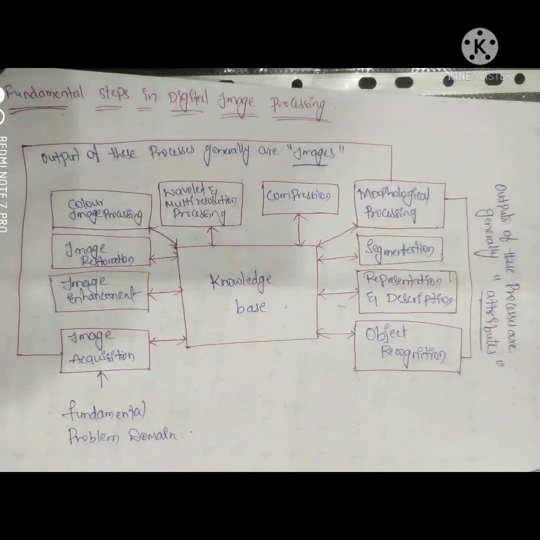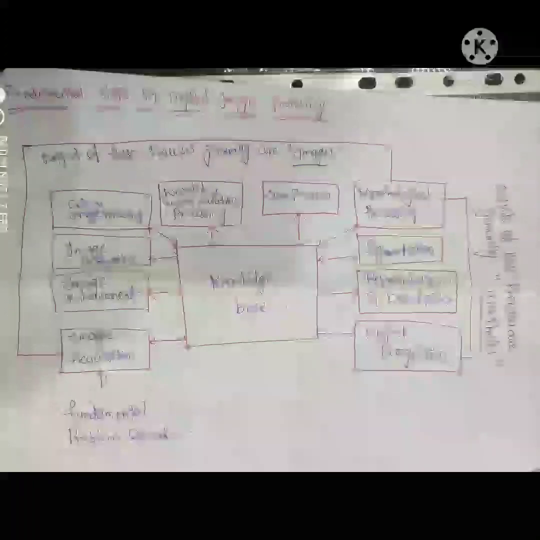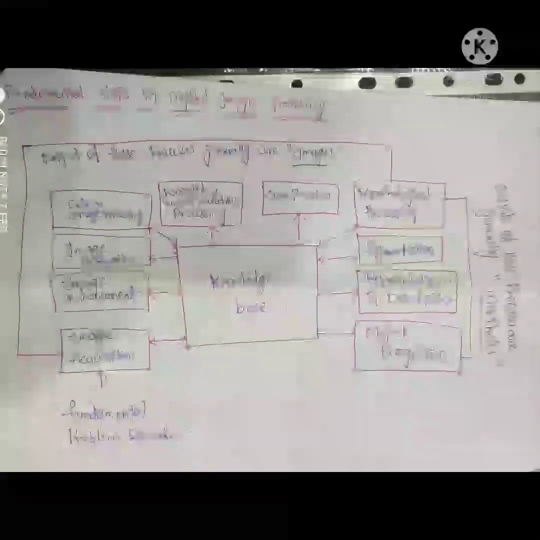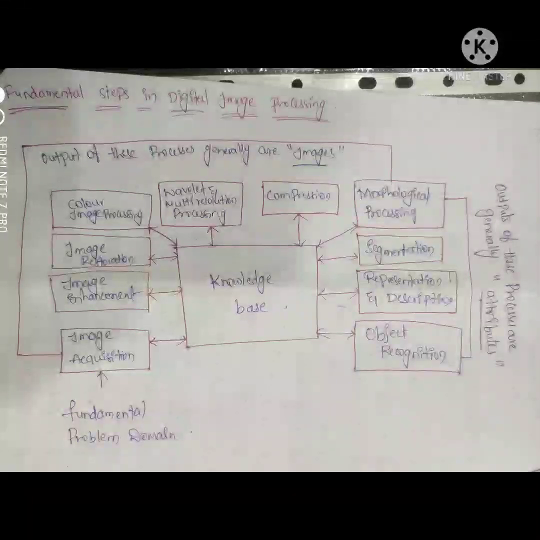Next we go for the next step, that is object recognition. This process is used to assign a label to an object. For example, if an image consists of a car, by using this step it is identified as a car. To identify a person or thing, this step is used.